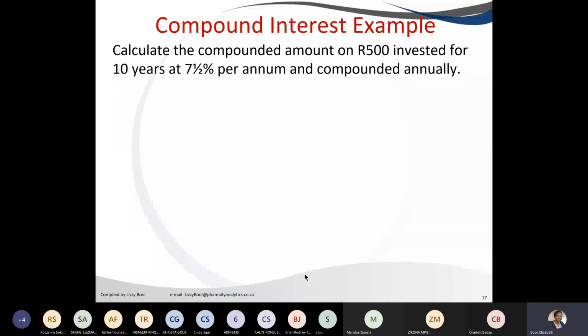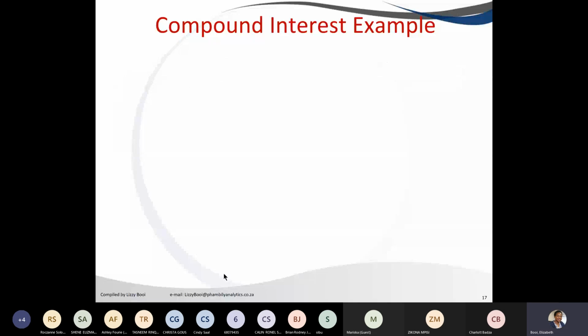Now, let's look at those who have a financial calculator. But before we go to those who have a financial calculator, those who are doing it manually, do you understand?